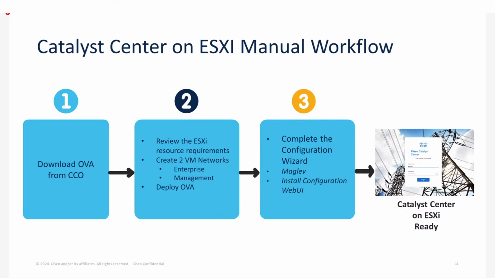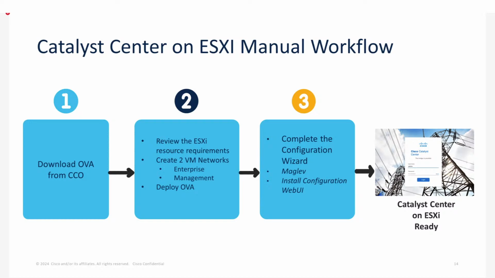Then you'll create 2 virtual networks for enterprise and management and then deploy your OVA file. Once it's completed, if you're following this manual workflow, the maglev wizard will show up, and there you will complete the configurations for either the maglev wizard or through the GUI wizard.